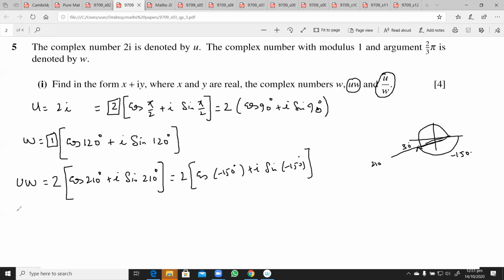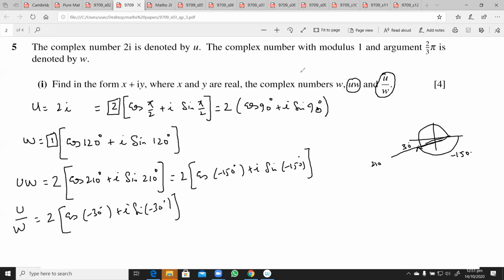Okay? When you divide them, u over w, what will be the modulus of u over w? It is 2 over 1, and that is 2. And what will be the argument? 90 minus 120, that is minus 30. So this is cos of minus 30 plus i sin of minus 30. That's it. You see, we have done this so quickly only because of the polar form.